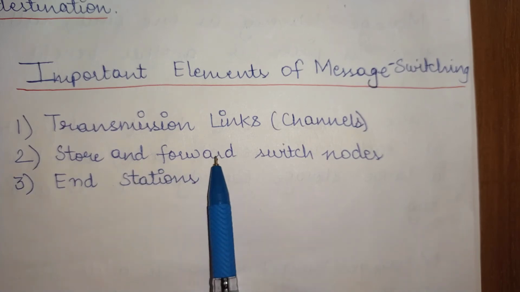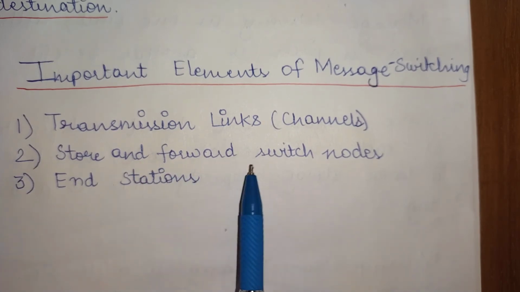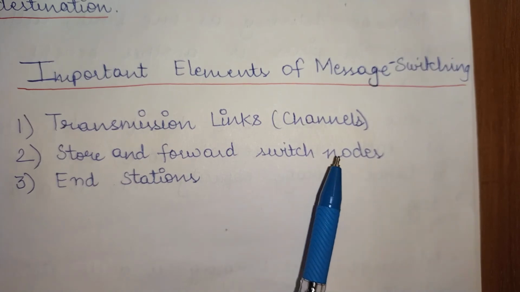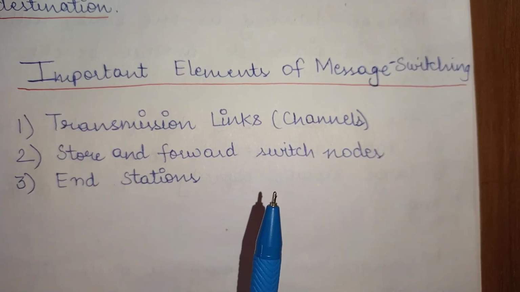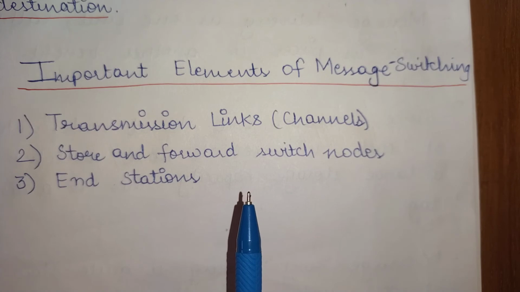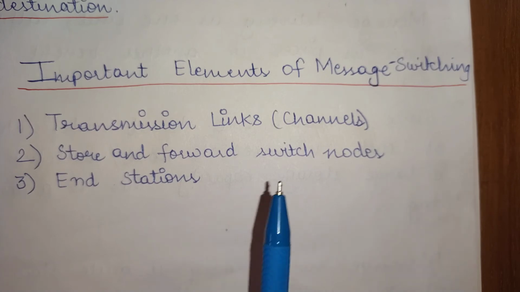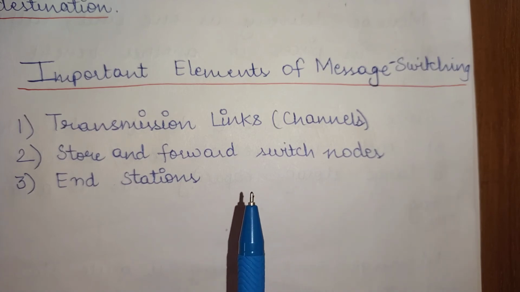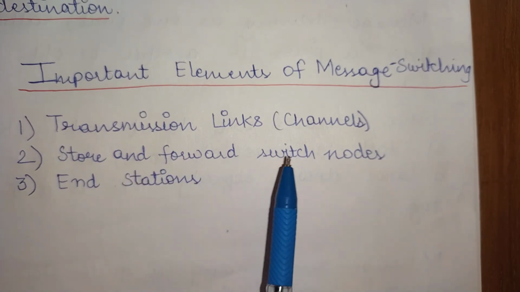So it will store and then it will forward. The intermediate nodes which accept the data, store it, and then forward it after finding a free outgoing line are known as the store and forward switch nodes.